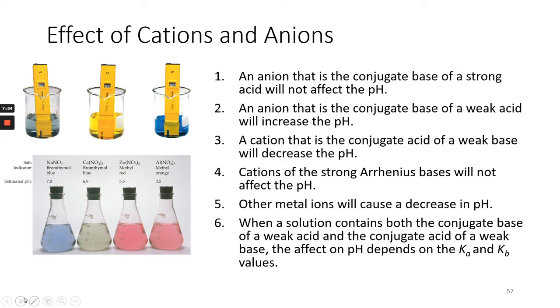The effects of cations and anions. An anion that is the conjugate base of a strong acid will not affect the pH. So you have to look at the anion and say, what acid pairs up with this? If the acid that pairs up with that anion is a strong acid, it will have no effect on the pH. An anion that is the conjugate base of a weak acid will increase the pH, so it'll make it more basic.